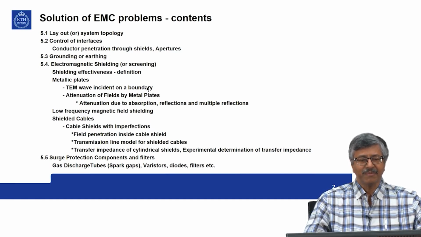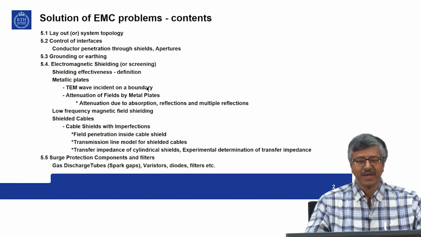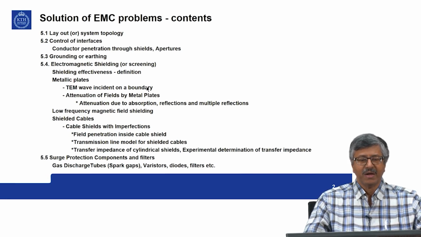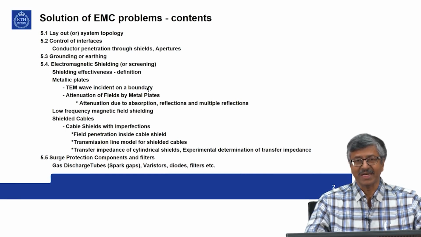And while describing shielding effectiveness, we will decompose that into three parts: attenuation due to absorption, attenuation due to reflection, and the phenomena of multiple reflection in the shield. And discussion of this will also give us certain insights into the strategies for shielding against electromagnetic fields. Brief mention about low frequency magnetic shielding will be done, because often it is the magnetic fields that are more difficult to shield than electric fields.